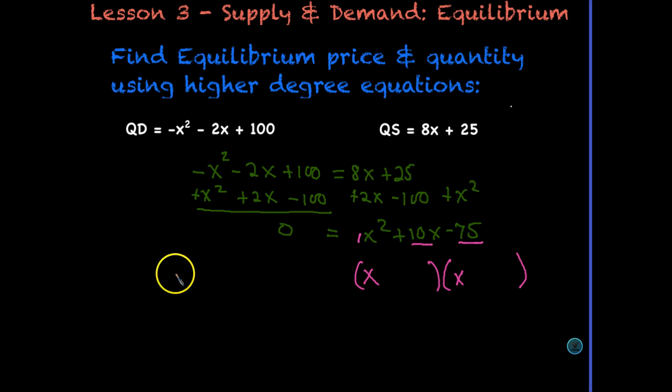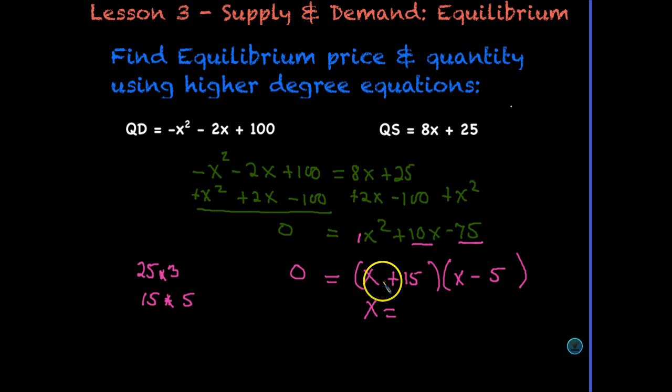So we can start thinking of some things like 25 times 3. That wouldn't work because 25 and 3 won't get us 10. What else makes 75? How about 15 times 5? That would get us 10. So we want a positive 10, so we want the 15 to be positive, and we want the 5 to be negative. Now notice that this shortcut only works if there's a 1 here. Let's go ahead and solve.